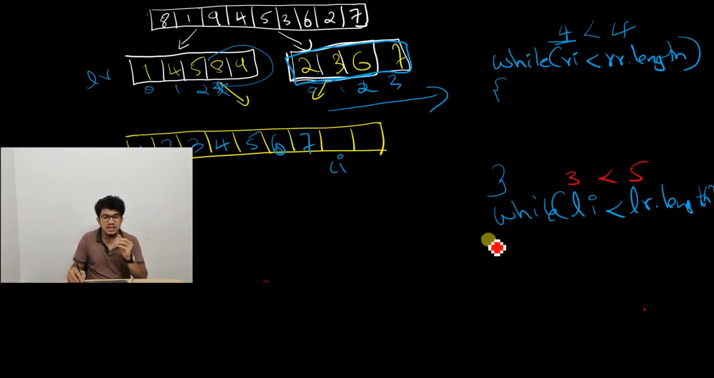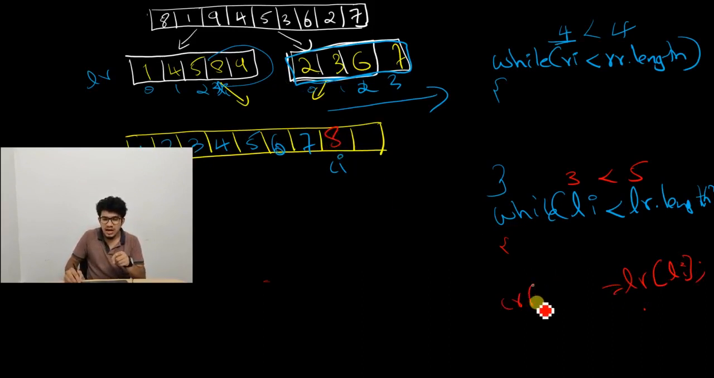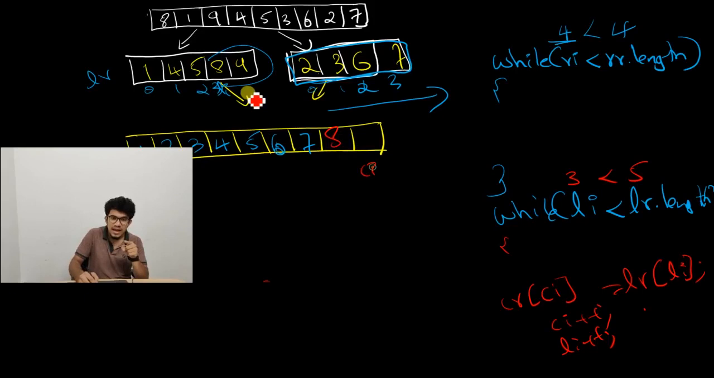In that case, what I have to tell is like this. Wherever your Li is pointing, simply do this code: from LR of Li, simply store that 8 to wherever Ci is pointing. So CR of Ci, store it there. But as soon as you do that, Ci should increment and Li also should increment, so that Ci will come here and Li will point here like this. What's the Li value now? Li value is 4, right? This index is 3, this index is 4.